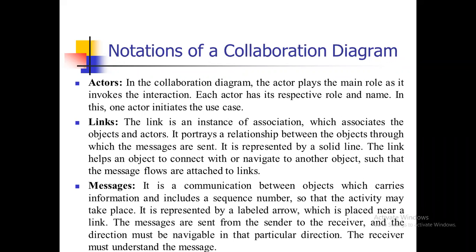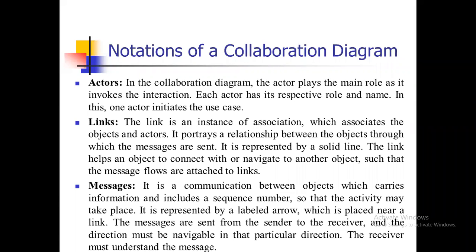And the third notation is links. Whenever a message is to be sent, there must be a link, that is, an association must exist between the classes. Also the association must be navigable in the required direction. Links between objects are shown the same as associations in the class model. We have seen how associations or links are shown in all the diagrams.